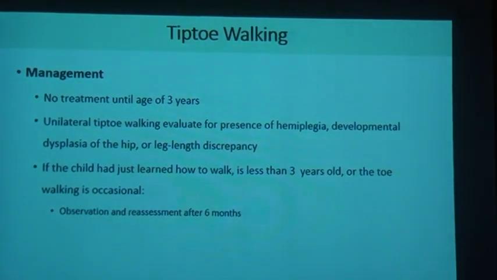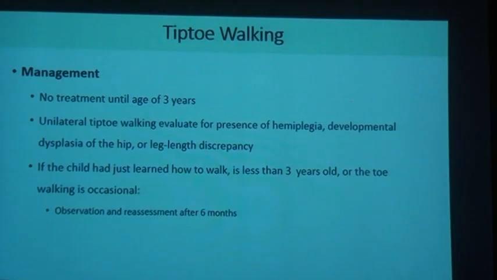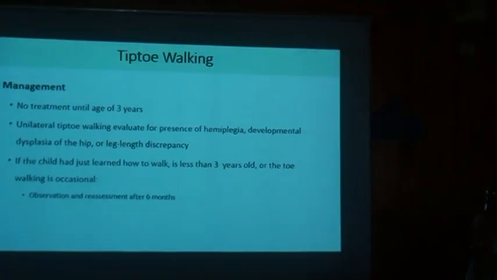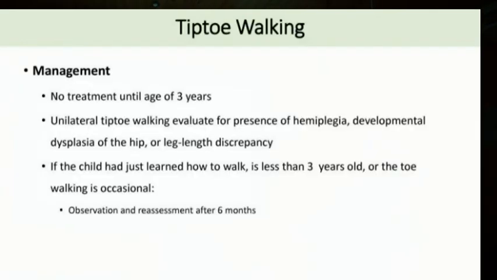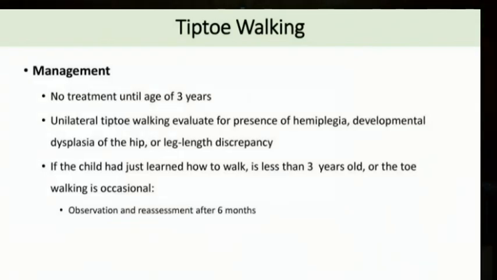So management of tiptoe walking: if you do a full examination and there is no hyperreflexia, because with cerebral palsy you will have hyperreflexia, and everything is normal, your exam is normal, then no treatment until 3 years of age. Sometimes you may start from 2.5. Then in the beginning you can do physical therapy to stretch the Achilles tendon, okay, for 6 months. Then if it doesn't work, you have to refer to orthopedics for lengthening or for botulinum toxin injection to relax the Achilles tendon muscle.